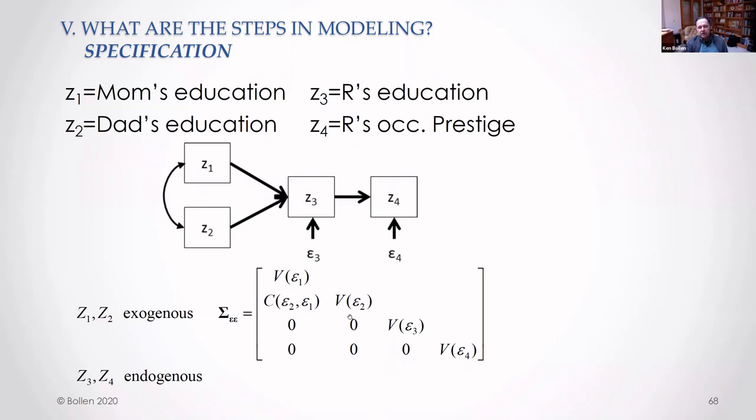This is just showing you the covariance matrix of the errors. Because these two errors are not correlated, that's why this entry is 0. These other entries are 0 here because we're assuming that the errors of the endogenous variables are uncorrelated with the exogenous variables.